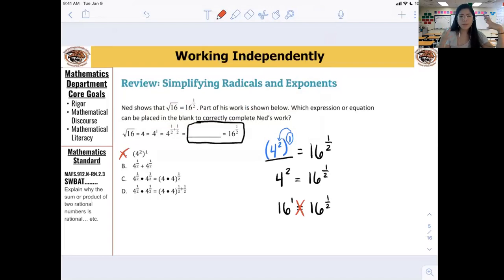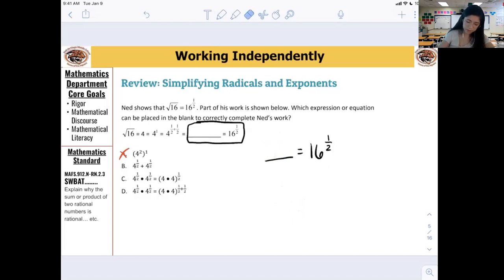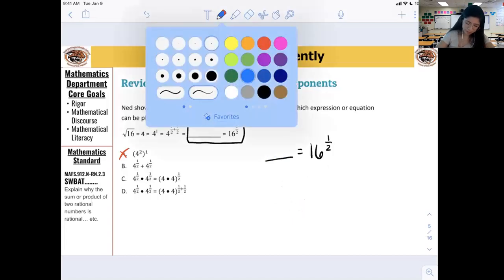Do we understand what I'm doing here? I'm just testing out each answer choice to see which one actually makes sense. So A is out. Let's look at B.